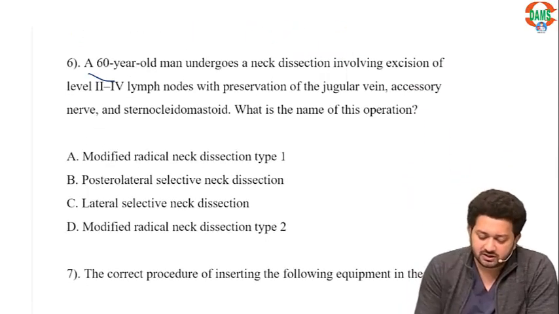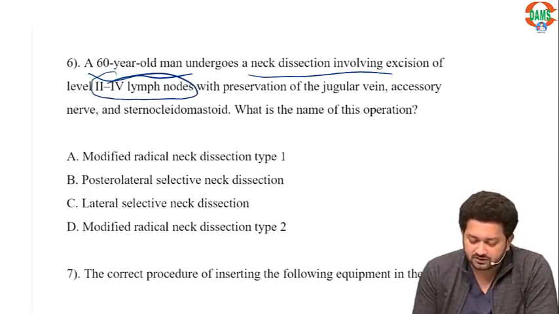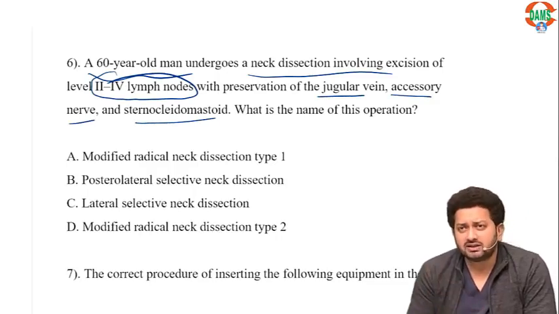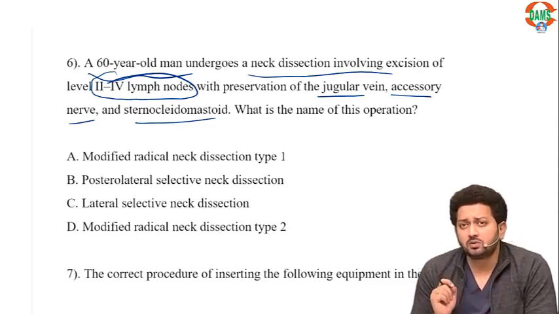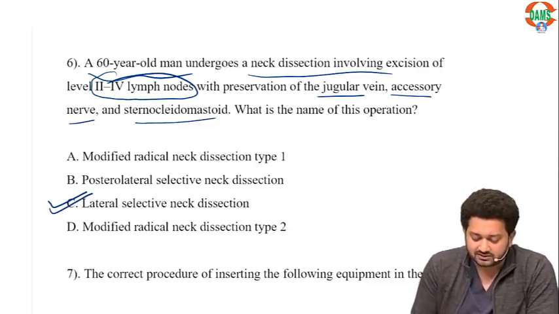Next question is a 60-year-old man undergoes neck dissection and level 2, 3 and 4 lymph nodes were removed and the jugular vein, accessory nerve and sternocleidomastoid were preserved. So all the 3 structures are preserved and only level 2, 3 and 4 is removed. This is lateral selective neck dissection.